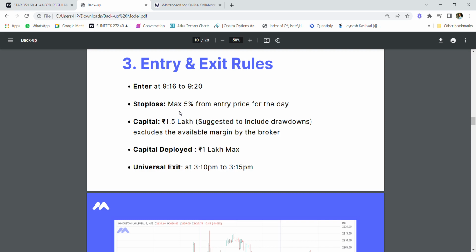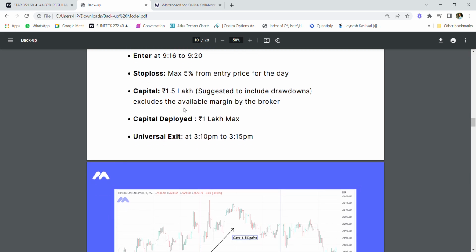So the capital that is suggested to trade the strategy is around 1.5 lakh rupees. This does not include the margin that is provided by the broker. So we are not talking about the margin. We need around 1 lakh 50,000 cash for trading the strategy, and the capital deployed is maximum 1 lakh rupees. Now 50,000 is kept as an additional buffer for the drawdown and all, and we are not using that additional capital, right?